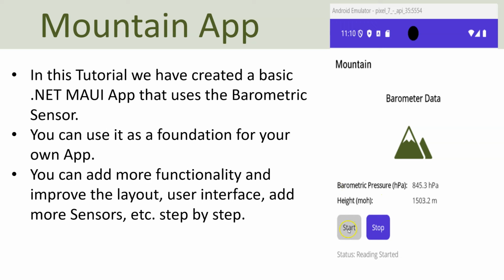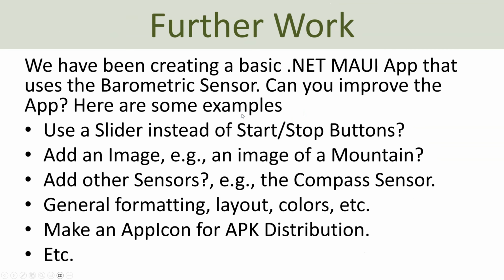We created two buttons to stop reading from the sensor and present the data here. We're also using the barometric formula to calculate the height above sea level. We also added an image like this. Now it's up to you to improve this application. There are lots of things that can be improved. Of course, you can improve the code quality a lot.